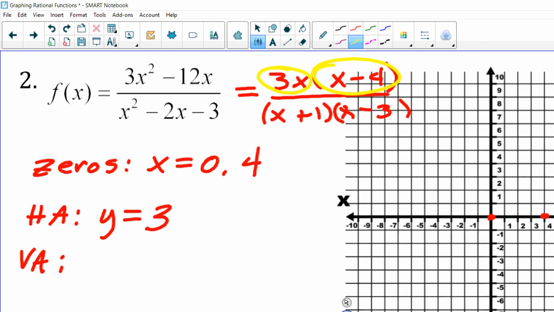Now, if we go draw that in, horizontal, it's a line that goes this way. Y equals 3. So you got a line right there.